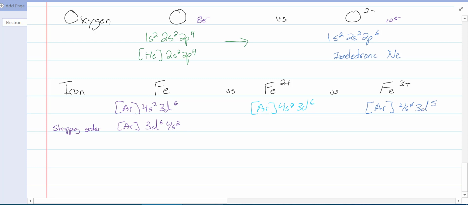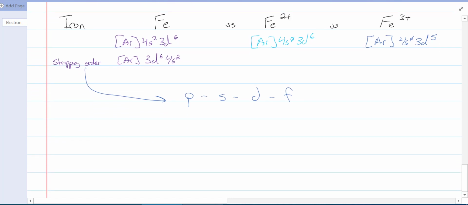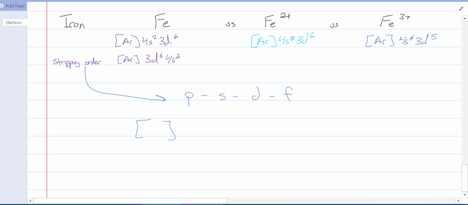So I take the S first, then the D. So the order that we come off is P, then S, then D, then F. So that's the stripping order. That's why some put your noble gas, and then you have F, D, S, P. A lot of times they'll do that. So that's the stripping order.